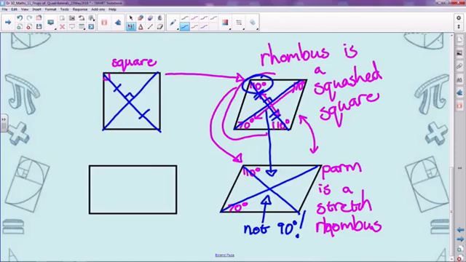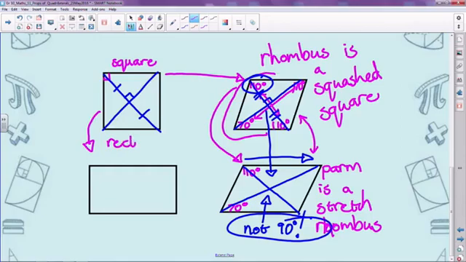Which means that by stretching it, we've changed the angle that the diagonals meet at. So what is the difference between the square and the rectangle? Well, in my opinion, a rectangle is a stretched square. A square has 90-degree angles.